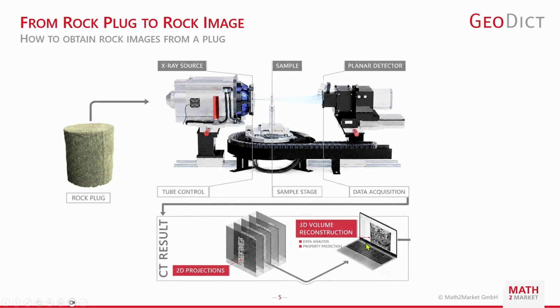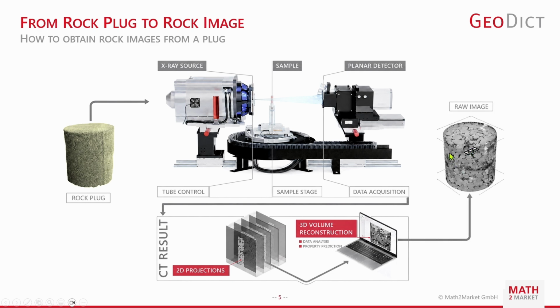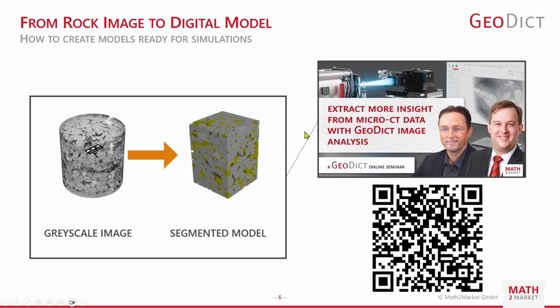And then the reconstruction software is used to actually generate a 3D model of a grayscale or raw image. Once you have completed this step, the next step starts, which is basically going from the raw or grayscale image towards the segmented digital rock model.